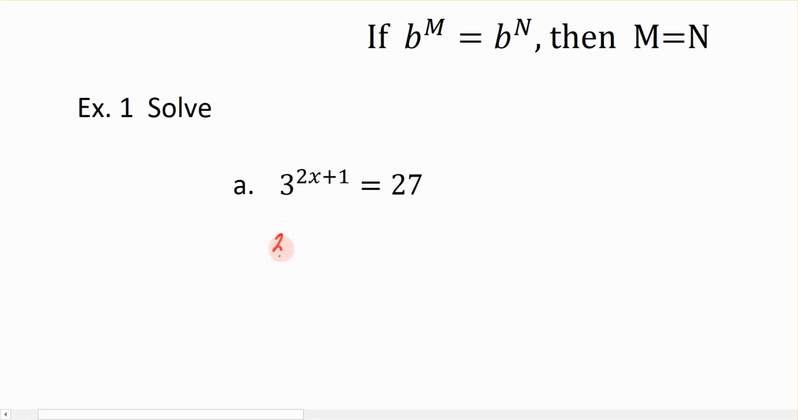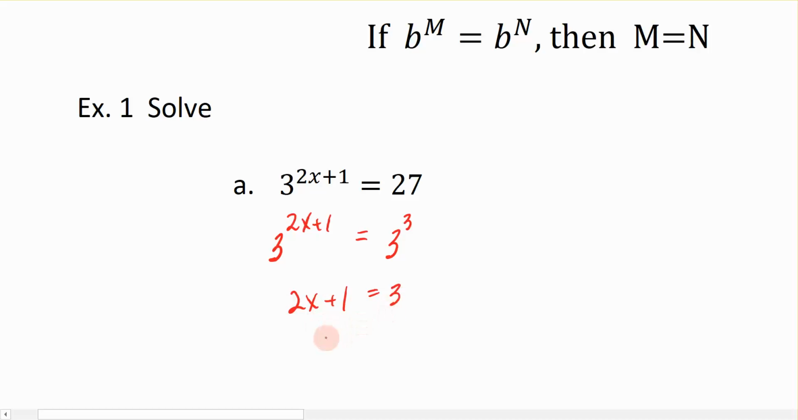So I'm going to rewrite this as 3 to the 2x plus 1 equals. So you're going to want to think, how can I rewrite 27 as a base of 3? So 3 raised to what power gives me 27? 3 to the third is equal to 27. Now that my bases are the same, I simply set their exponents equal to each other. 2x plus 1 is equal to 3, and I solve the equation from here.